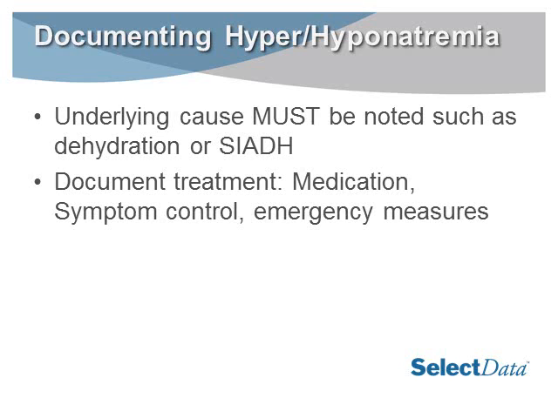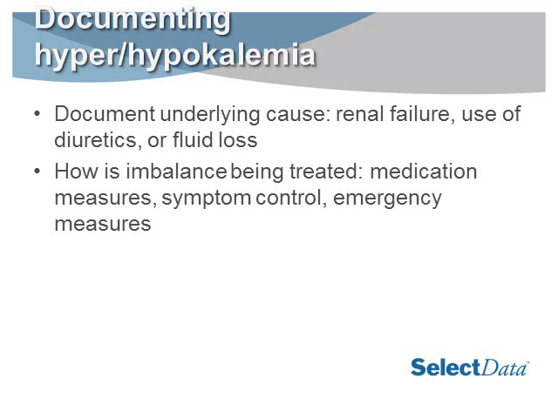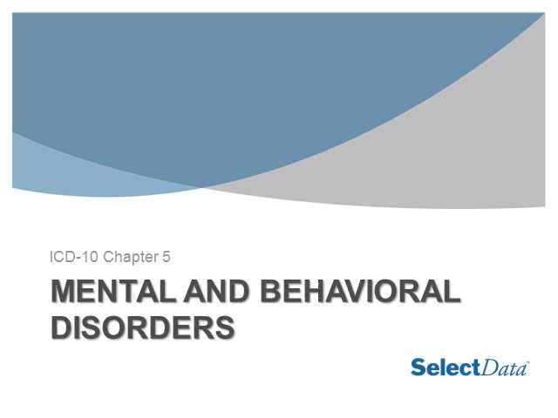Now, in documenting for hyper and hyponatremia, the underlying cause must be noted, such as dehydration or SIADH. For documenting treatment, you must document whether there's medication, what symptom control you plan, what the patient would do, and what emergency measures they would take. For hyper and hypokalemia, again, you must document the underlying cause, whether it's due to renal failure, the use of diuretics, or fluid loss, and how that imbalance is being treated. Are you teaching medication measures, symptom control, or emergency measures, because it can become a life-threatening condition?